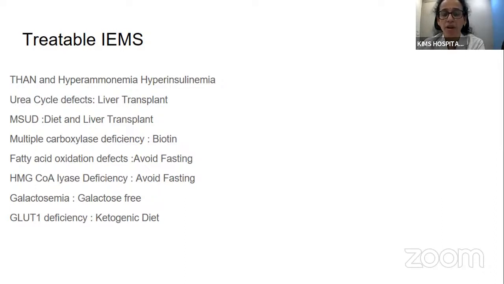Some of the IEMs are treatable, and these children will have a near normal life. And the diagnosis is also easier nowadays with TMS, GCMS, and these newborn screening programs. And the newborn screening should be offered for each and every baby which is getting discharged from the hospital, because we have seen that even though these IEMs are individually rare, they are collectively common, and the incidence is coming to around less than 1 in 1,000. So the newborn screening nowadays is mostly very affordable.